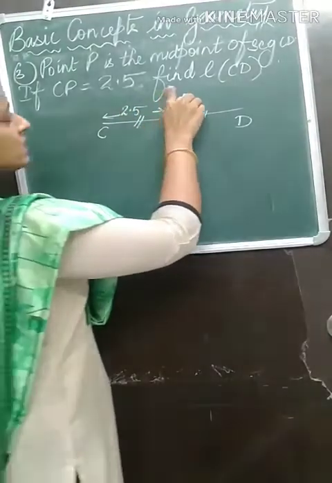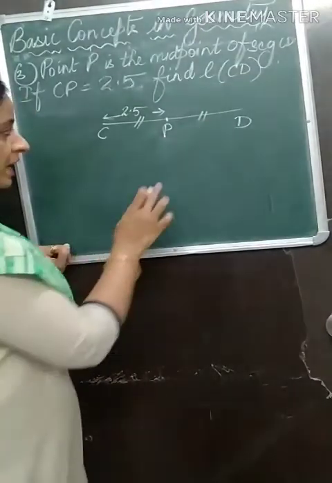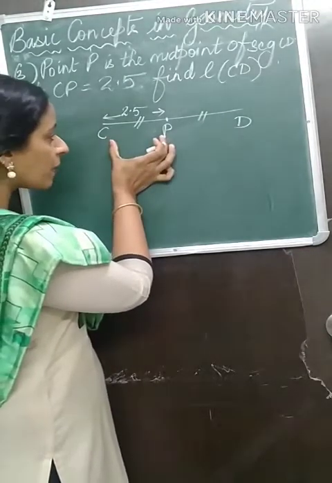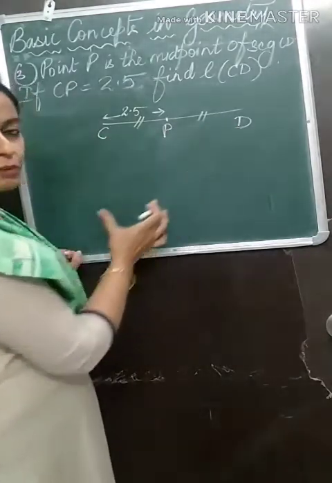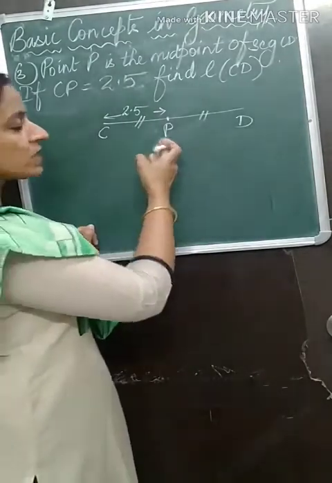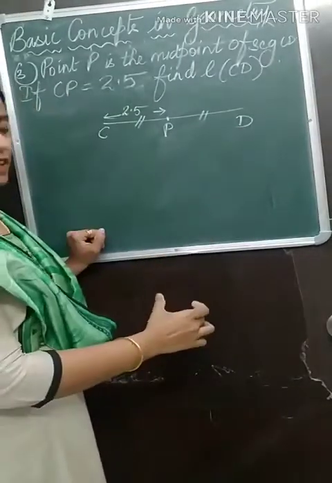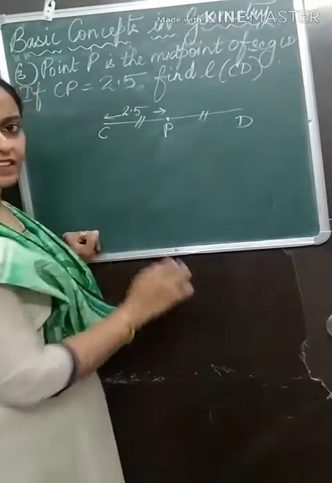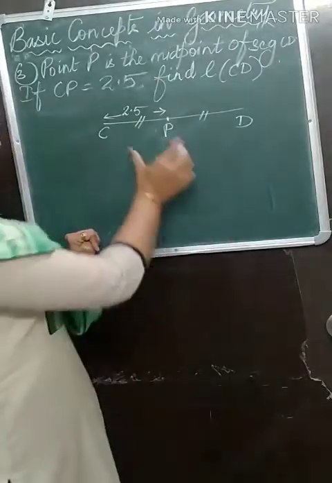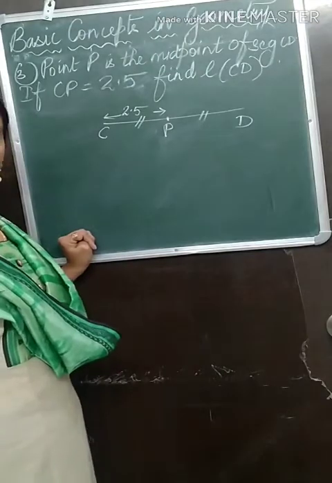And they are asking us to find the length of CD. CD means the whole thing. If P is the midpoint, CP and PD will both be equal parts, because P is the midpoint of CD. So CP will be equal to PD. So how much will be the whole CD? If CP is 2.5, how much will be the full segment? 2.5 here, 2.5 here. 2.5 plus 2.5 will be 5.